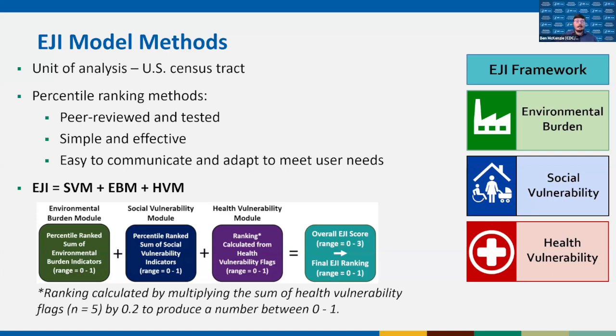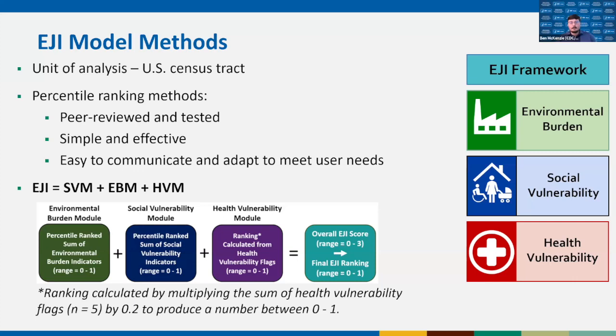Like the SVI, the EJI uses a percentile ranking method to calculate scores, meaning that each indicator score, as well as the overall EJI score, represents the value of those scores for a given census tract relative to all other census tracts in the United States. This percentile rank indicator score, like the SVI, is represented along a 0 to 1 scale, which means that a score of 0.85 for a given census tract would mean that the tract in question ranks higher for that indicator or other score than 85% of all other census tracts in the nation.